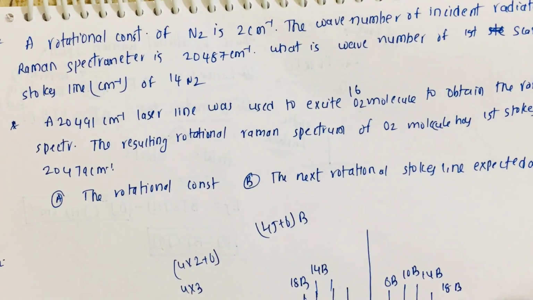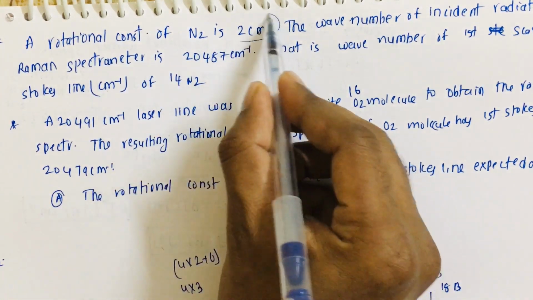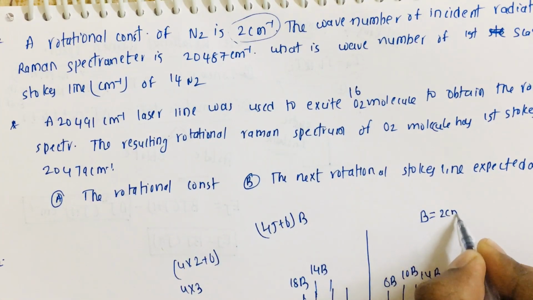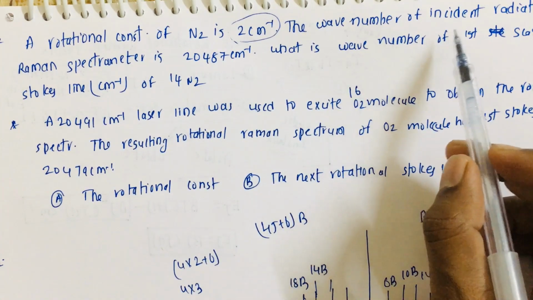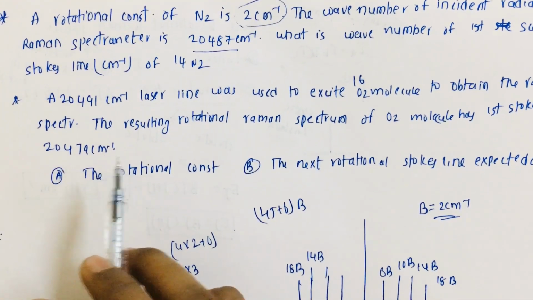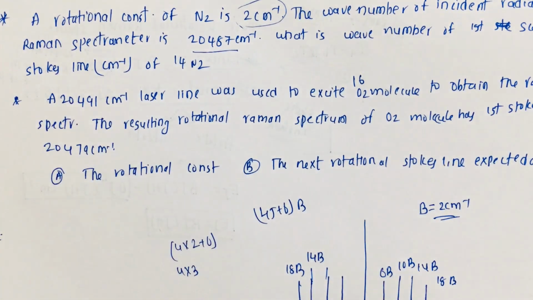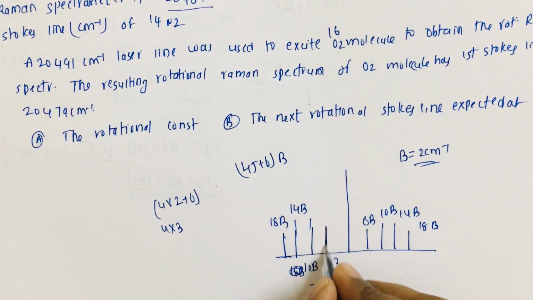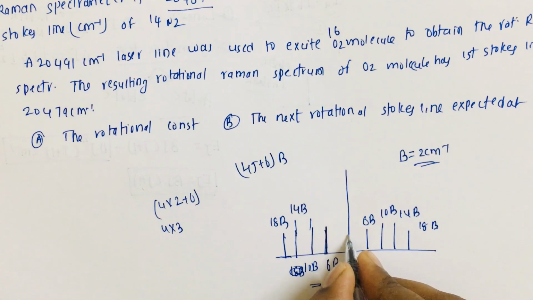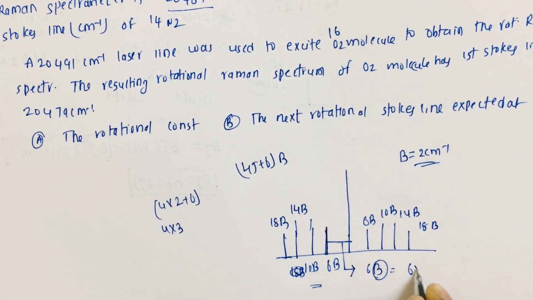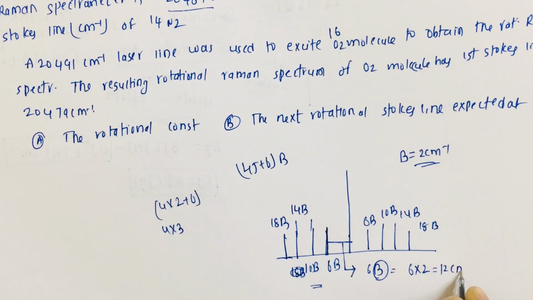The question he asked is: the rotational constant of N2 is 2 centimeter inverse. So the B value is 2 centimeter inverse. The wave number of incident radiation in a Raman spectrum is 20487 centimeter inverse. So what is the wave number of the first scattered Stokes line? Stokes line means this one, right? The first scattered Stokes line is this one. Scattered means from here, so the energy difference between these two is 6B. We know the B value is 2, so 6 into 2 equals 12 centimeter inverse.